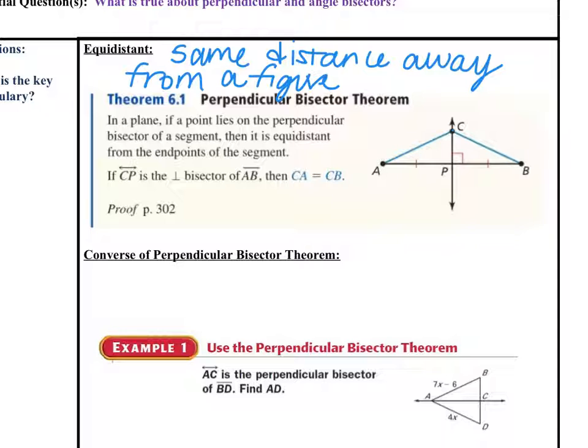If it lies on the perpendicular bisector like C does, then it is equidistant from the endpoints. So C is the same distance away from A and from B. And so CA is equal to CB.